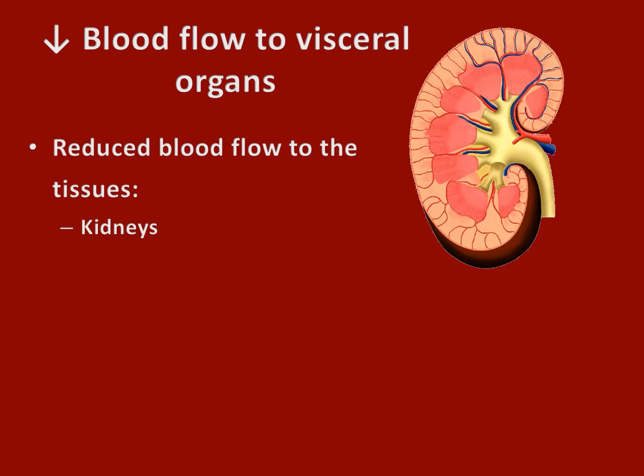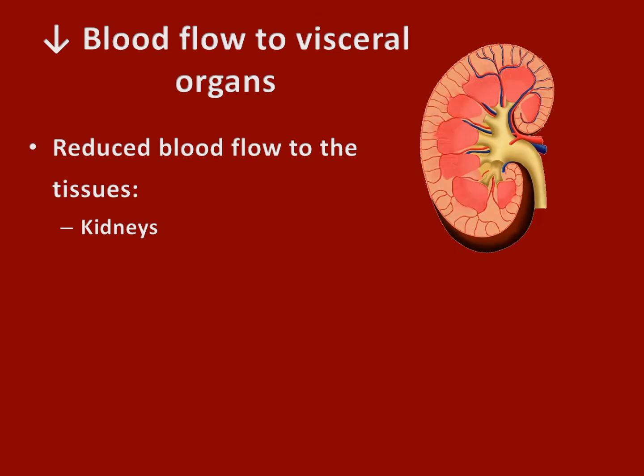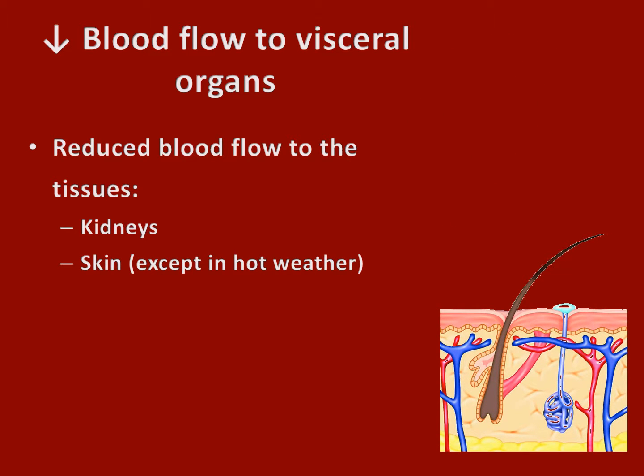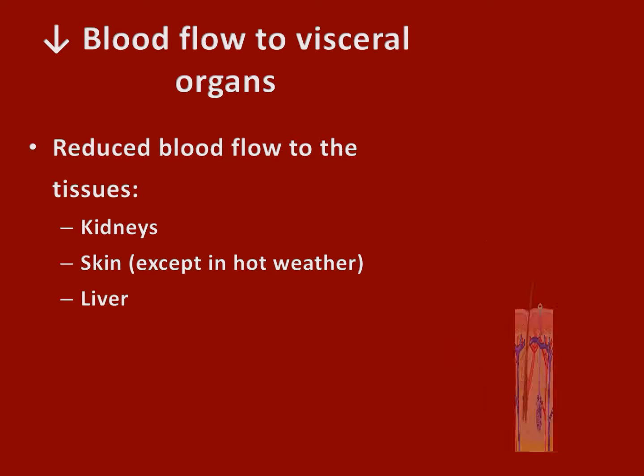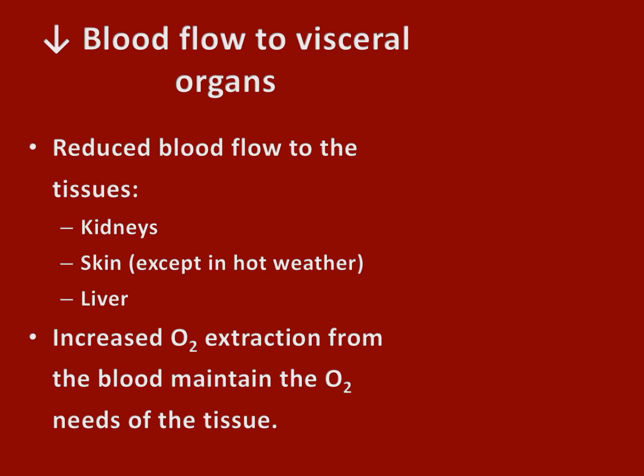During the redistribution of blood flow with exercise, there is a reduction of blood flow to the internal organs, the visceral organs, such as the kidneys, the skin, except in warm conditions, and the liver. Increased oxygen extraction from the blood maintains the oxygen needs of these tissues.